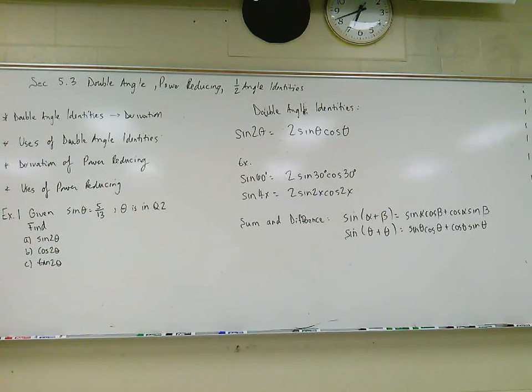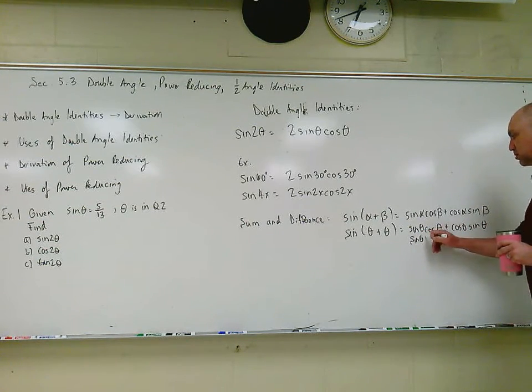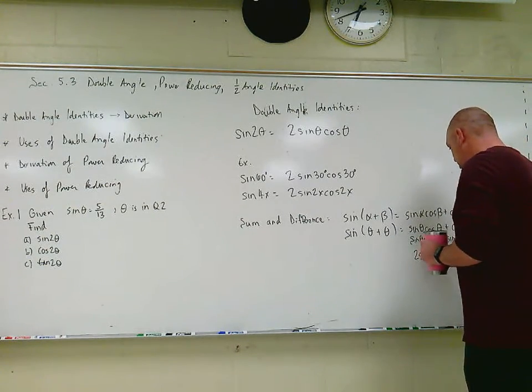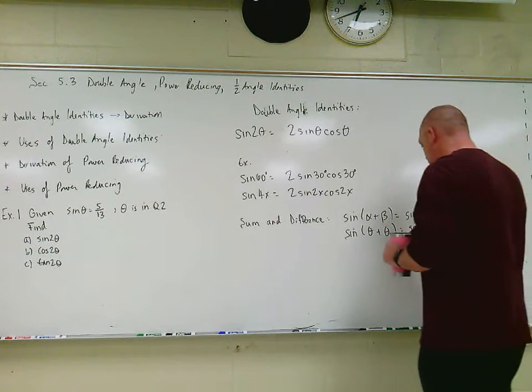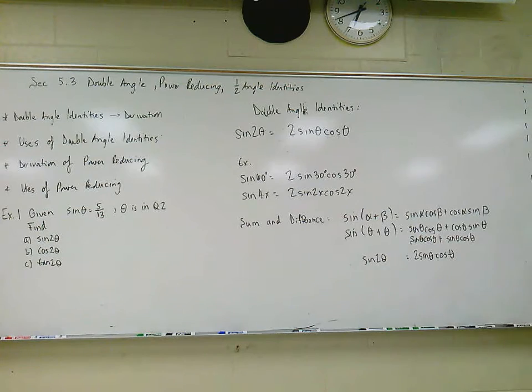Now, maybe you don't recognize it, but those are the same term. This is sine theta cosine theta, and this is the same thing. I'm just going to change the order. So sine theta times cosine theta plus sine theta times cosine theta. And so add those together, I have 2 sine theta cosine theta. That's sine of 2 theta. That's where it comes from. And they all are that way. Okay?